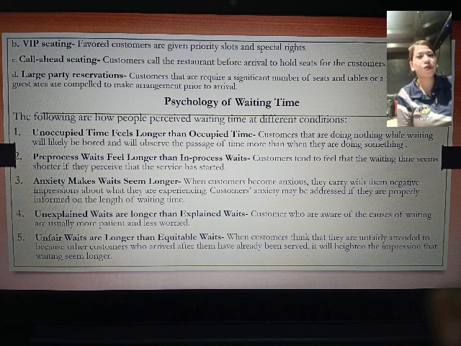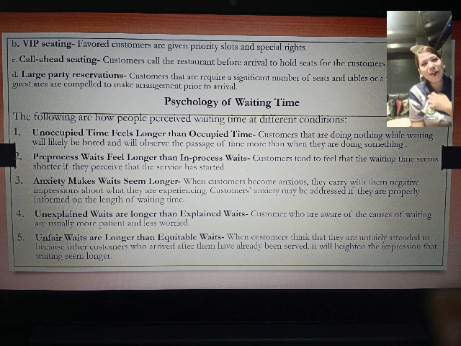Then, may dagap kita sinisiring a call ahead seating. Customers call the restaurant before the arrival to hold seats for the customers. Just example for this, nagre-reserve ka na daan bago ka mo kumatuhan. Then, may dagapon kita large party reservations. Customers that require a significant number of seats and tables or a fraction of the guest area are compelled to make arrangements prior to arrival. Para si tuhito, may daniyo na meeting, ino sa ka restaurant. So, prior pahan arrival, nagtawag na kamo to reserve a space or area para haniyo said meeting.